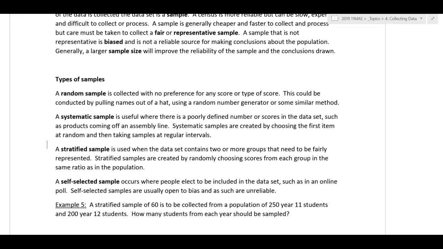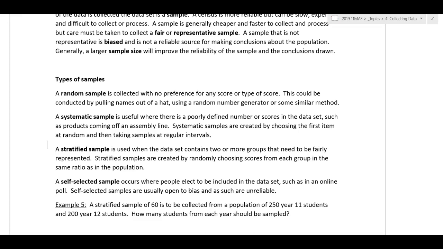So let's say, for example, there are 250 people in Year 11 and 150 people in Year 12. And I want to collect a sample of 100 students that represents the interests of Year 11 and Year 12. So, how many from each group do I need? Well, there's 250 11s and 150 12s, which means that there are 400 people altogether.